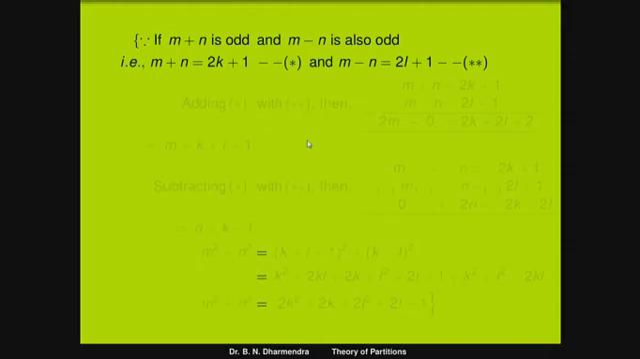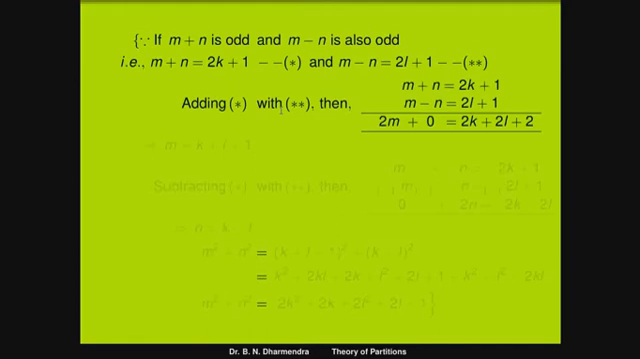We have to find the value of m and n in terms of k and l, and also we can find m square plus n square. That's why we add star with double star. Then m plus n is equal to 2k plus 1 and m minus n is equal to 2l plus 1. n gets cancelled when adding these two terms, that is 2m is equal to 2k plus 2l plus 1 plus 1, that is 2. So the entire LHS and RHS contain 2, which implies m is equal to k plus l plus 1.